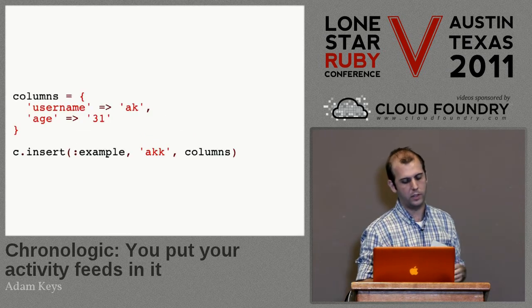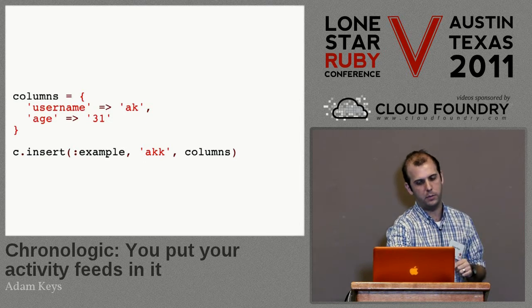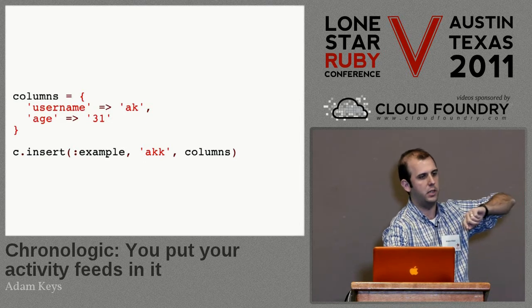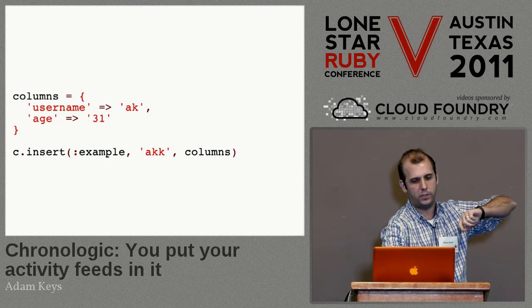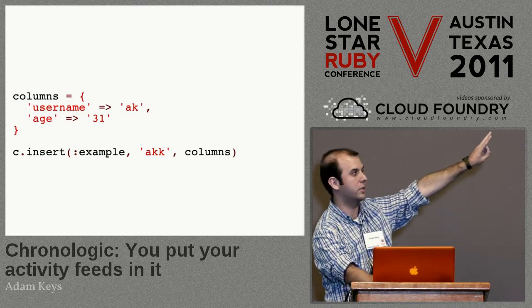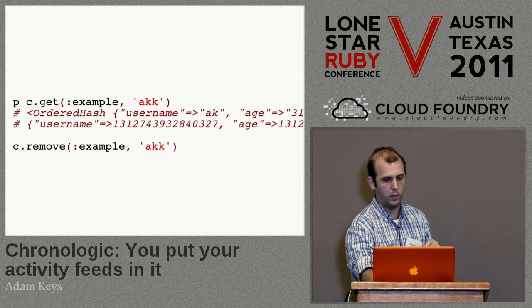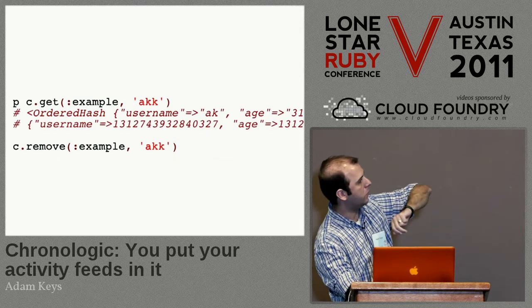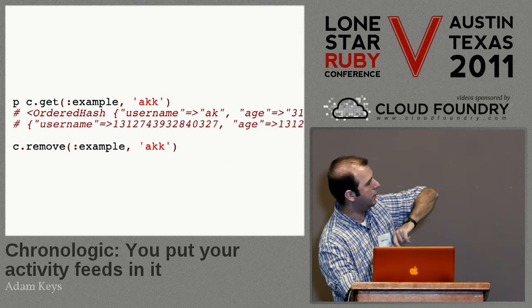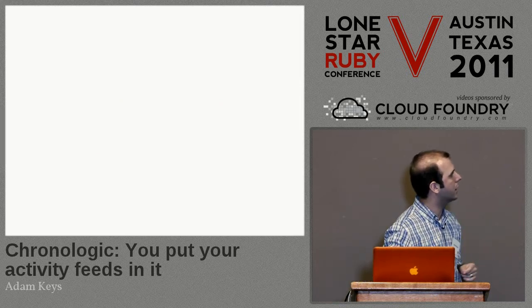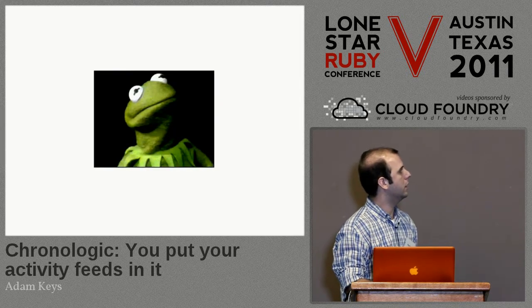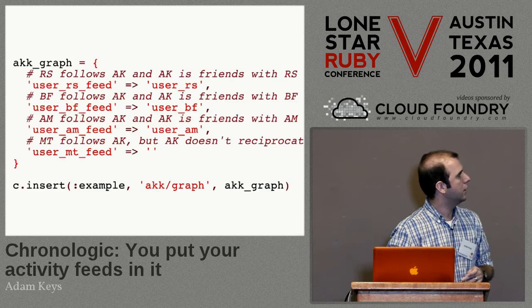Keys and columns. So this is like a hash. Again, I have the same structured data, but I'm submitting the entire hash this time. So I'm going to have two columns this time, username and age, and their values will be AKK and 31. And you can see that roughly reflected here. And you see that this time I get two timestamps, and then I remove the data again. So that wasn't too perplexing.